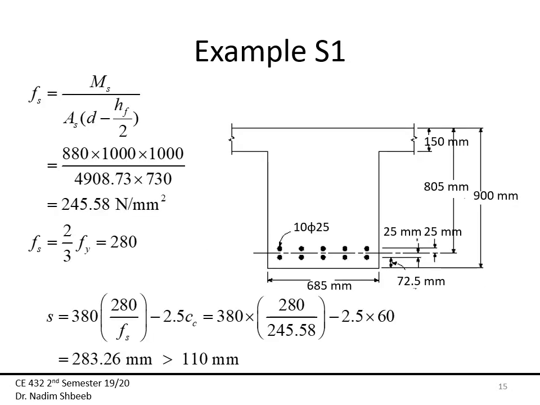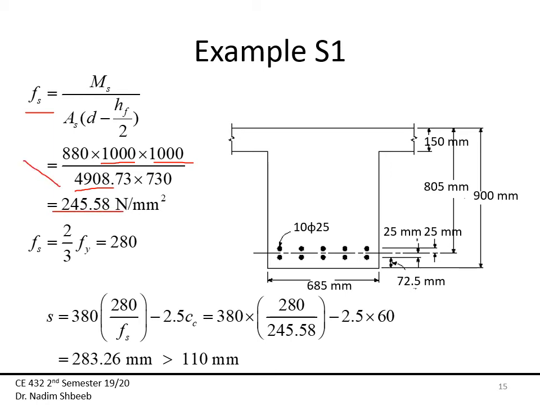To check the crack control, first of all, I'll calculate Fs, and this is going to be my service moment, which was 880 kilonewton meters. Here I'm multiplying by 1000 to make it newtons and another 1,000 to make it millimeters. The 4,908.73 is simply the area of steel. d minus the height of the flange over 2 will be 730. So Fs is equal to 245 newtons per square millimeter.